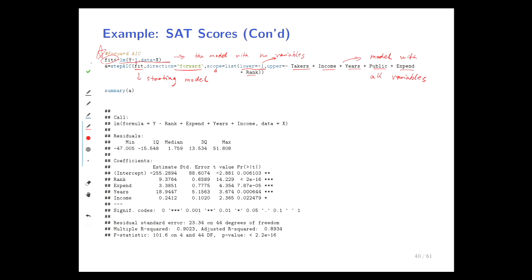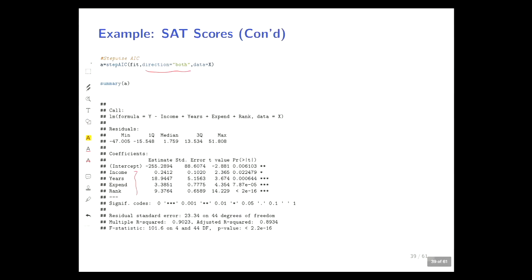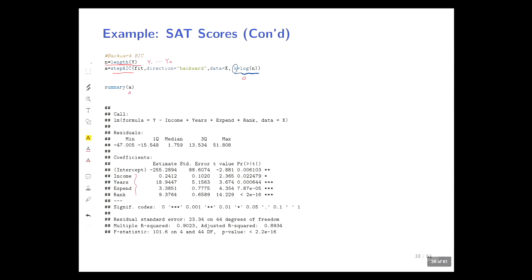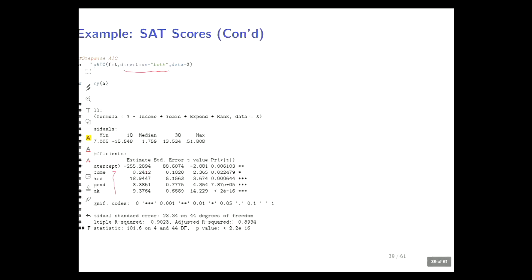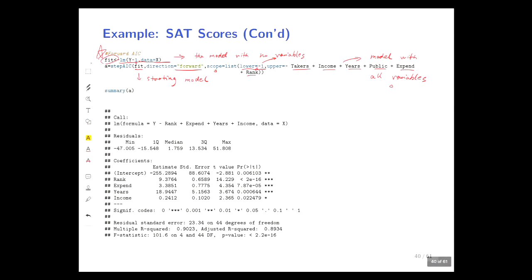So in order to realize the forward selection, you need to specify the starting model and also the model with all variables. You can consider it as the largest model. That's the difference between forward and backward. So it's easier to realize backward by using R code, but it's a little bit harder to realize forward because you need to specify the scope.